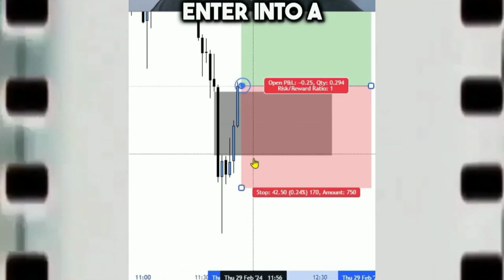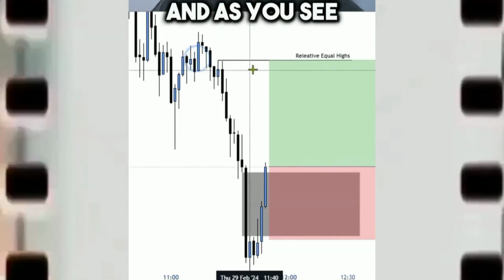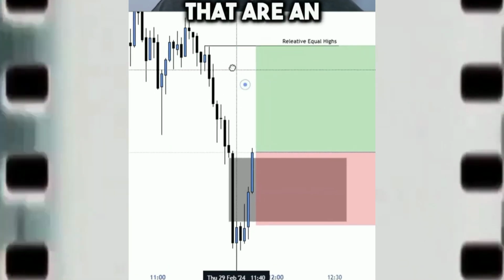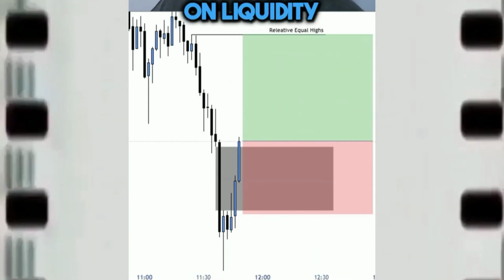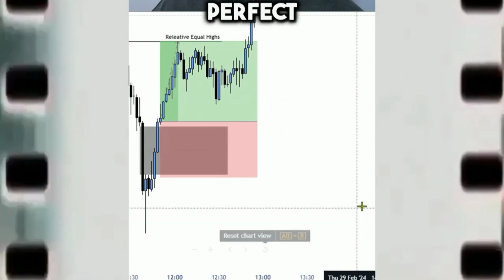Therefore, I will now enter into a long position because I can expect that price action wants to take some sort of buy side liquidity. And as you see right here, we have these relative equal highs that are an extremely strong draw on liquidity. And as you can see, these relative equal highs have been smashed, and this was a perfect take profit.